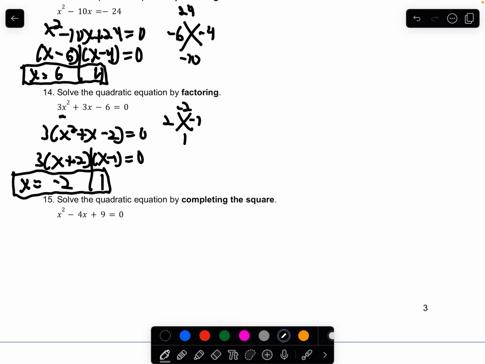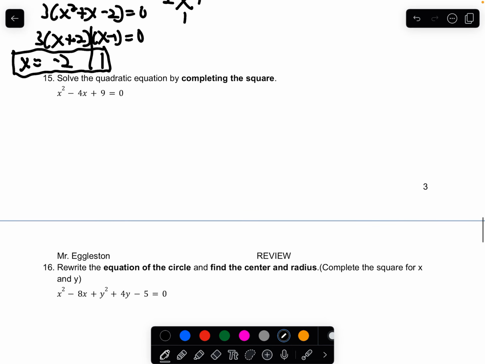All right. Now, solve the quadratic equation by completing the square. That's the painful one. But it's a procedure, and it's pretty straightforward. First, you've got to move the constant over. So we're going to subtract 9. So over here, I have a -9.